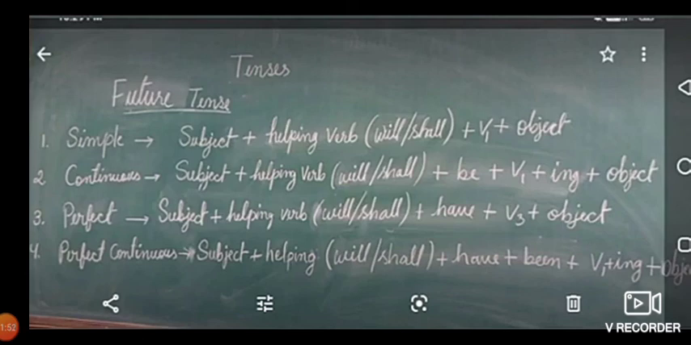Now the next we have is perfect continuous. The formula is subject plus helping verb will or shall plus have plus been plus first form of the verb plus object, that is she will have been writing a letter for an hour. With this we have done all the tenses, past, present and future, and all the four parts of it also.